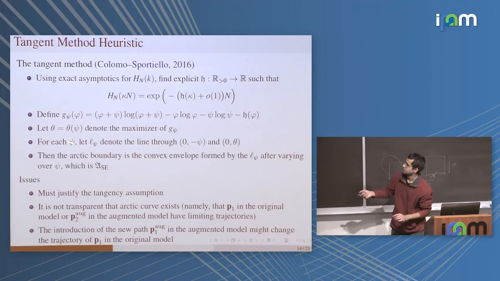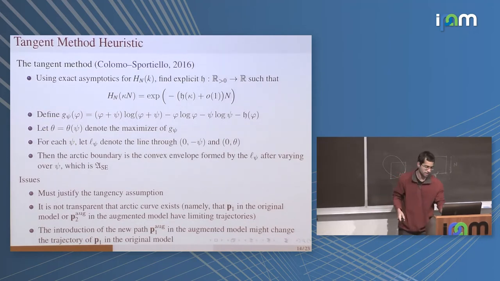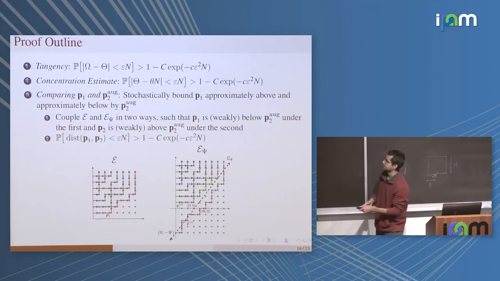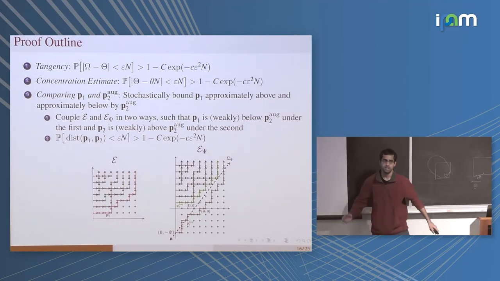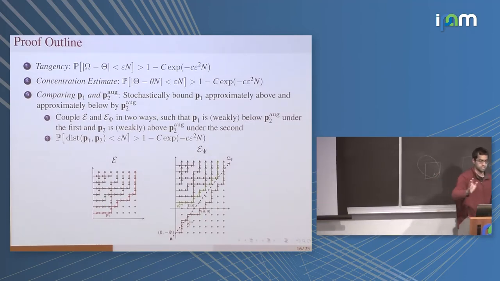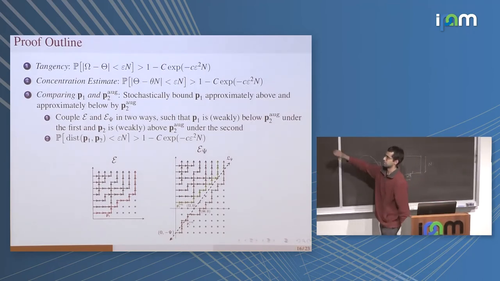It's this maximizer. So if I define lowercase theta in this way, the second step is to show this concentration estimate, which shows that this theta exits the x-axis at this point. And this is more or less straightforward. I'll explain in a second. The second step is basically done.